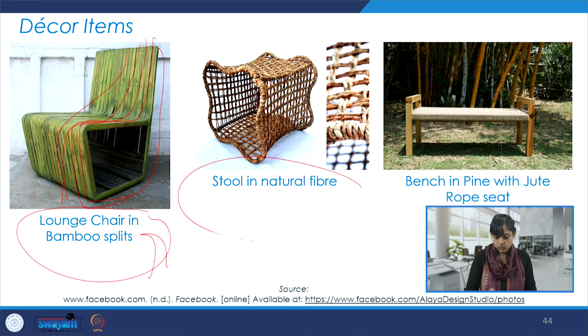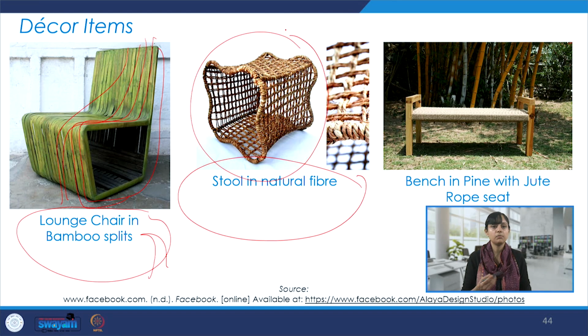And then there is a stool in natural fiber. It could also be used for storage or as a basket or even as a lamp design. So there could be multi-purposes attached to a particular design. That's possible. And then there is this interesting bench that we see over here in pine with jute rope seat. So again, permutation and combination of materials, putting them together and then exploring these designs in a very sustainable way.